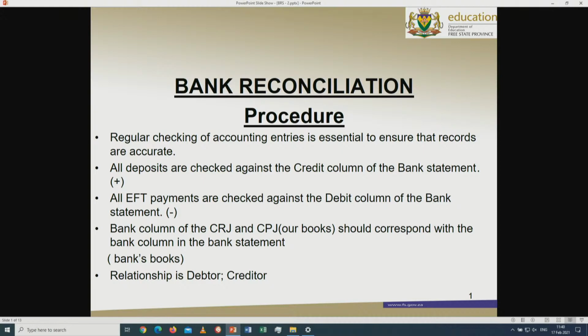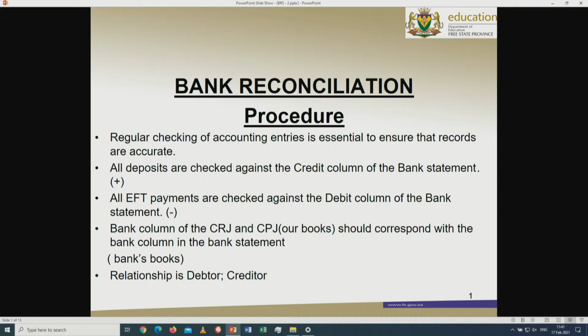I said yesterday, if you receive 10,000 today, you are running your business, you receive 10,000 today, by the end of today when you close the shop or tomorrow morning, you deposit the money. Later on, at the end of the month, when you receive the bank statement, what do you expect? You expect the same amount that you recorded in your CRJ to appear on the bank statement. But because of some reasons, it won't be the same sometimes. So we have done some of the possibilities of such mistakes yesterday.